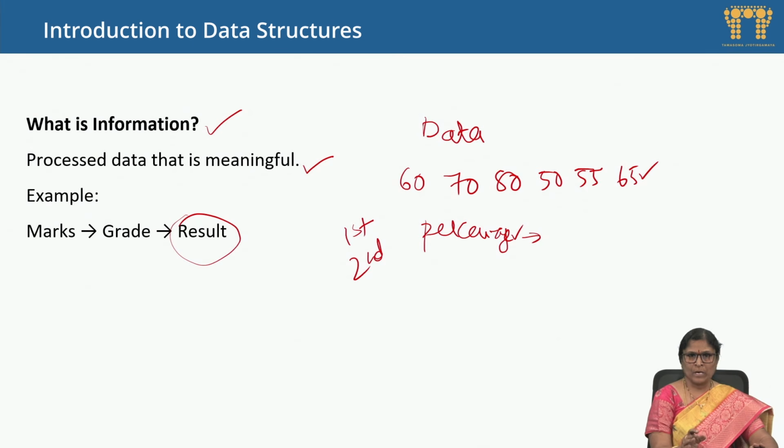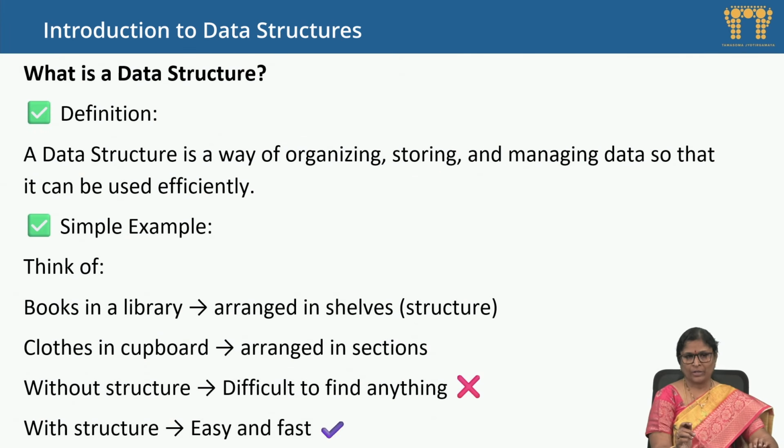But coming to information, when the data is processed and has some meaning to it, we call it information. These are the basic building blocks for the data structure. Then we move on to what is called a data structure.